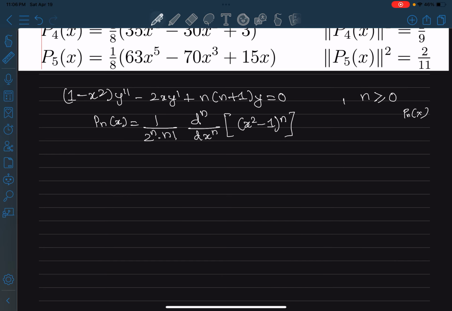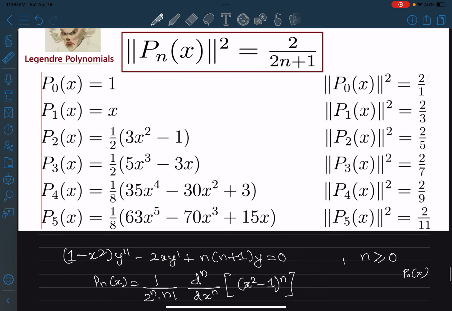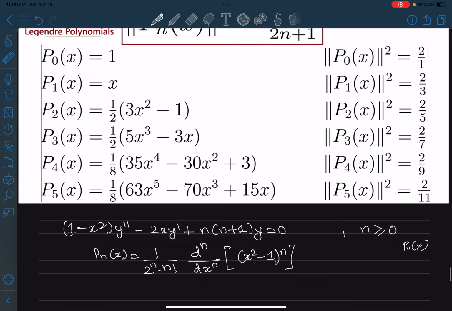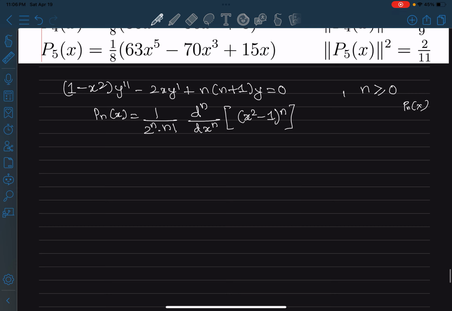Now there's an interesting property of Legendre polynomials that makes them famous: all these Legendre polynomials are orthogonal to each other. What I mean by that is, orthogonal means if it's vectors, then their dot products are zero, and in terms of functions, the inner products are zero. Basically, the inner product of P sub n of x and P sub m of x is always 0. Let's define the inner product as the integral from -1 to 1 of P sub n of x, P sub m of x dx.